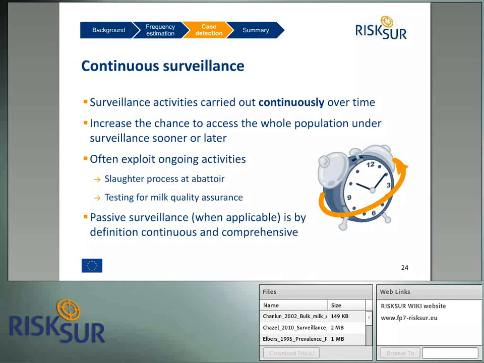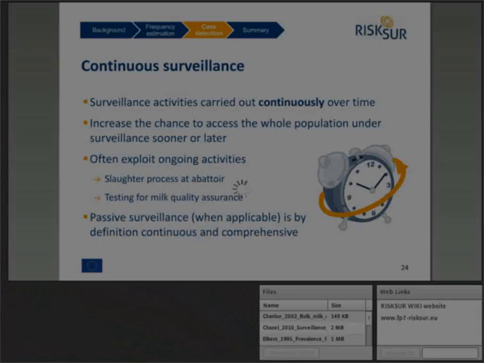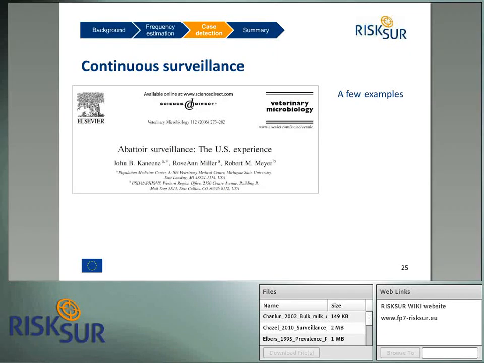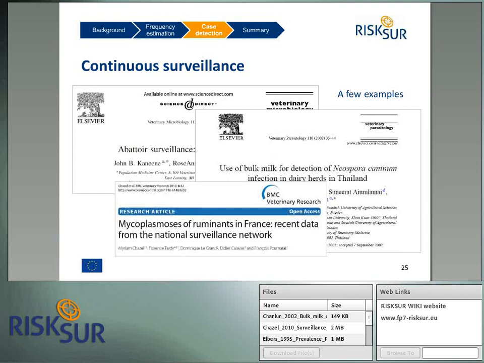Continuous surveillance means that surveillance activities are carried out continuously, like every day or every week, rather than periodically, like once a year. This is often done exploiting existing processes like slaughtering or testing for milk quality assurance. A particular example is passive surveillance, when applicable, which is an example of continuous surveillance since it's assumed to be in place every day. And furthermore, it is also comprehensive given that all the units can potentially be under surveillance. Here are just a few examples of continuous surveillance activities that you can download from the download window below.